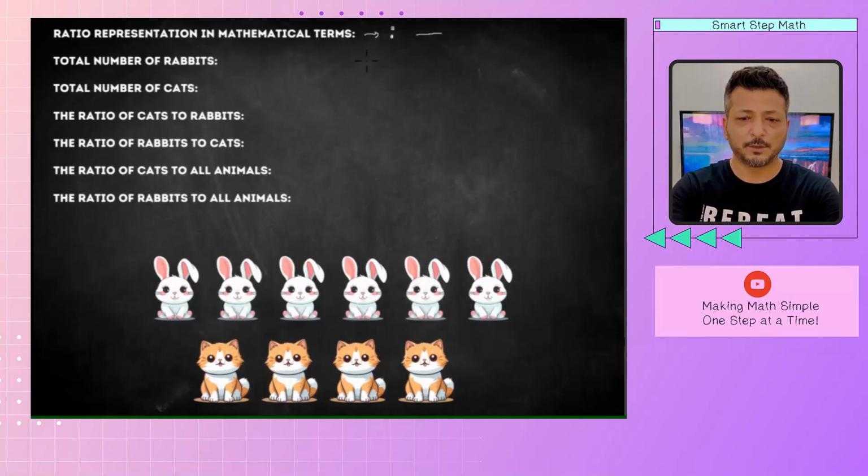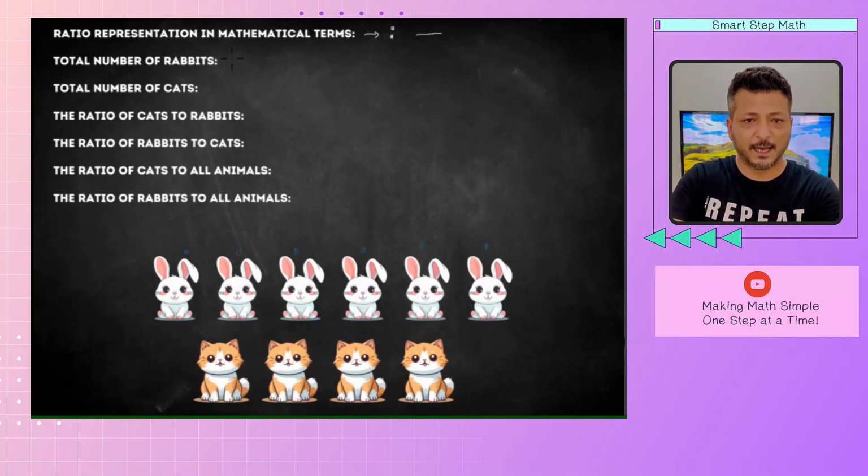Below, we have our cute rabbits and cats. We will examine the ratio of these to each other. Of course, what do we need first? The numbers of these cute animals. How many rabbits do we have? Let's count. 1, 2, 3, 4, 5, 6. I say that I have 6 rabbits. How many cats do I have? We have 4 cats as well. Let's write that down too.